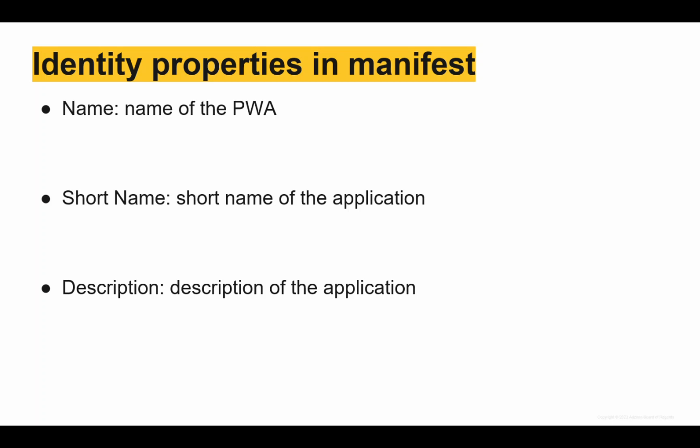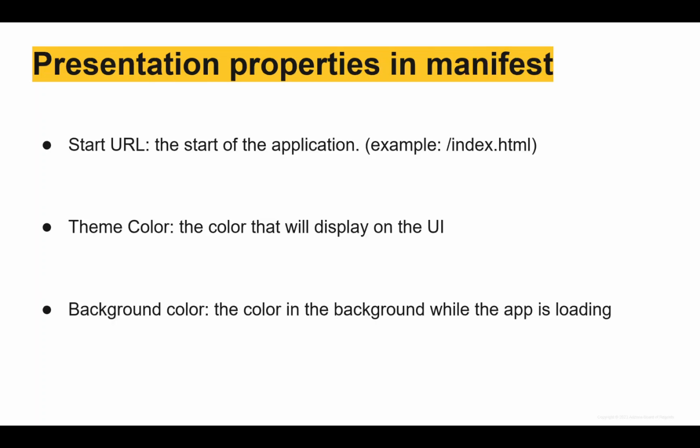So name is basically the name of our progressive web app. And if the name is too big, we can also provide a shorter version of the name through the short name property. And there's also a description property in which we can describe our progressive web app, what its functionality is and what it can be used for.